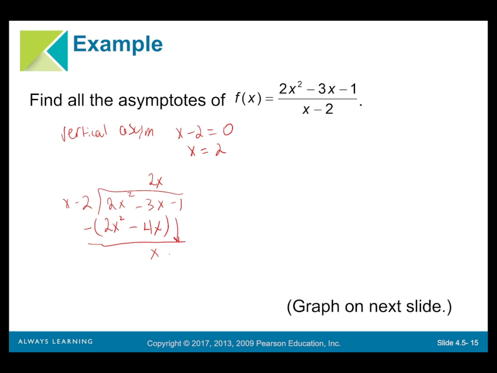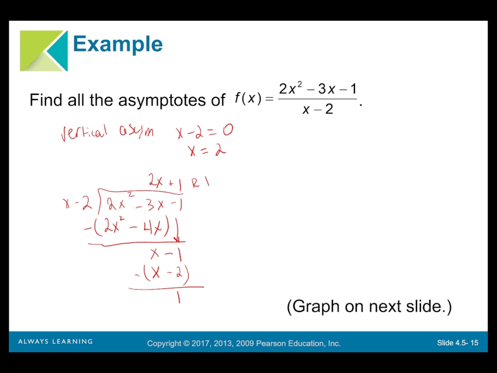Now I drop the 1. Now I ask myself, what times x minus 2 gives me x minus 1? For this one, we're going to pick up a 1, because 1 times x gives me x, which is the term I'm trying to match. And 1 times minus 2 is minus 2. We subtract this whole thing. We have minus 1 minus a negative 2, which is just 1. So that means I have remainder 1 here.